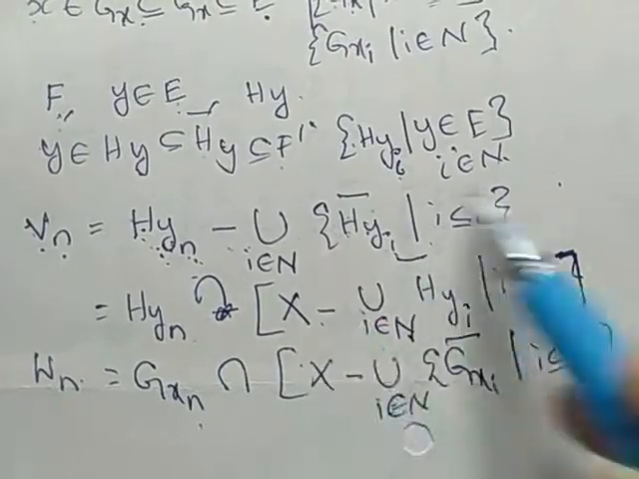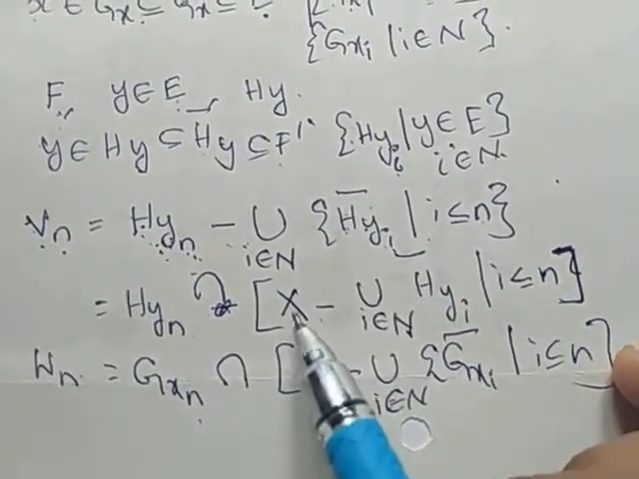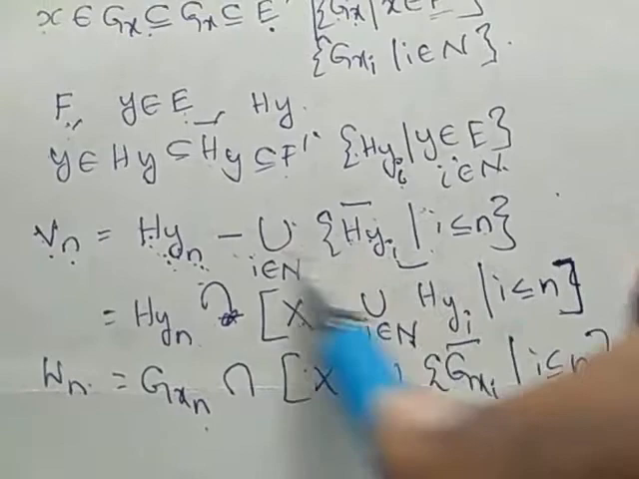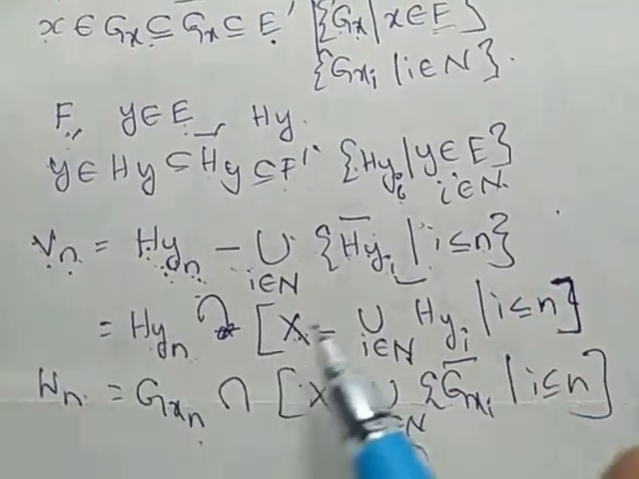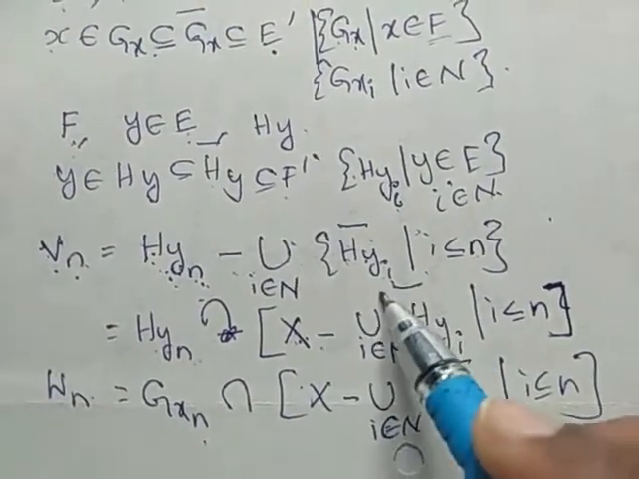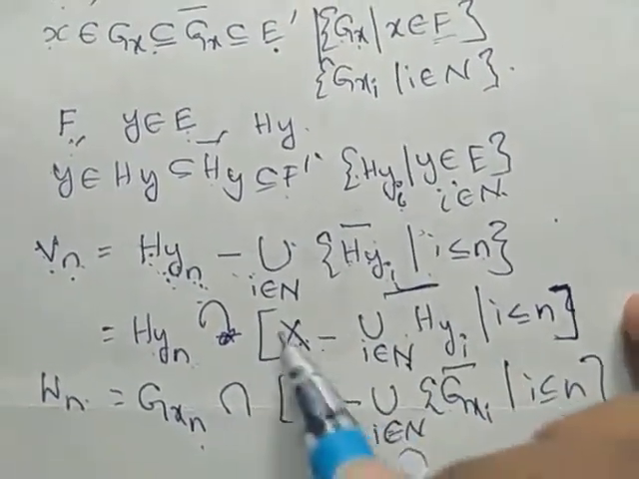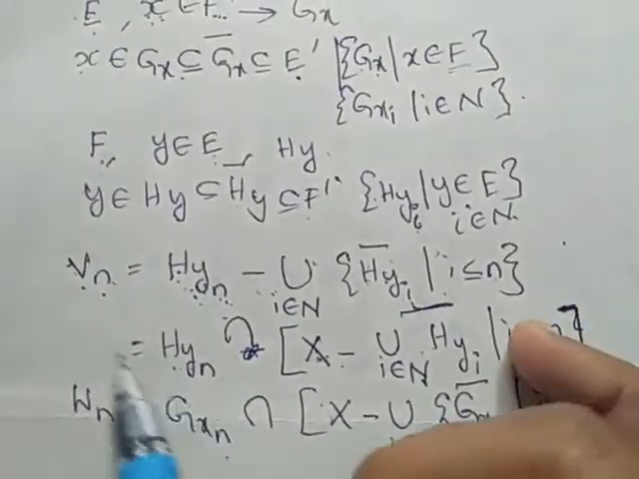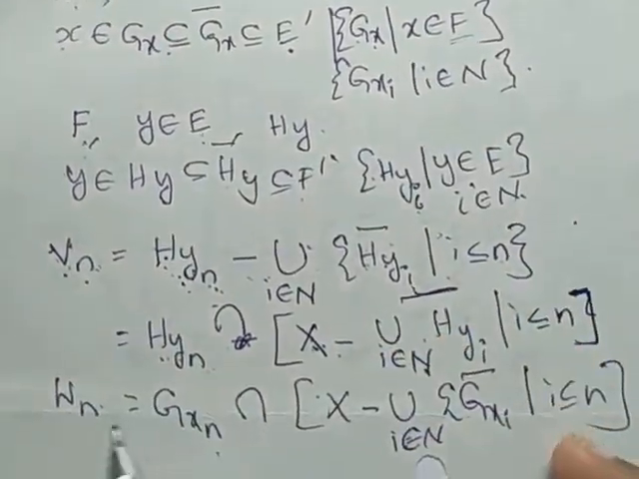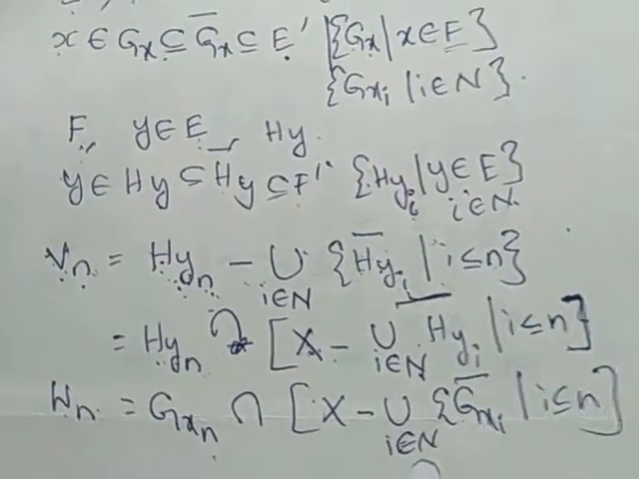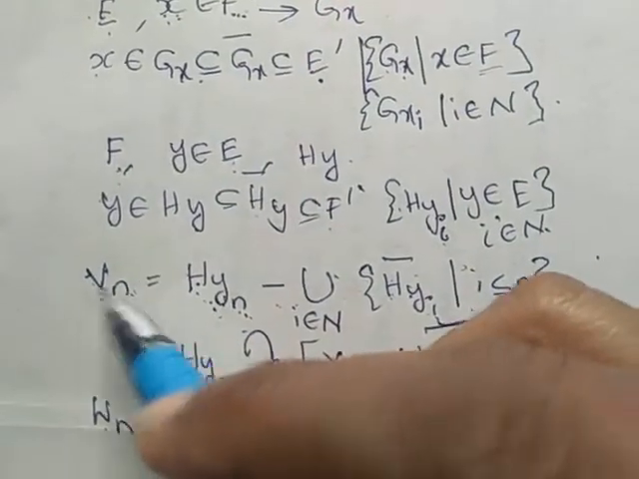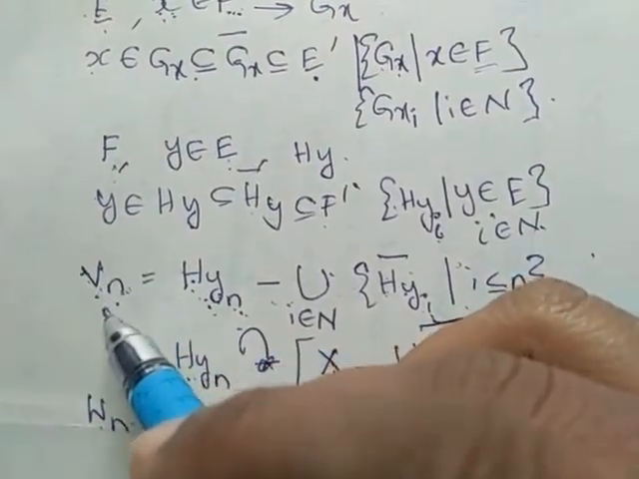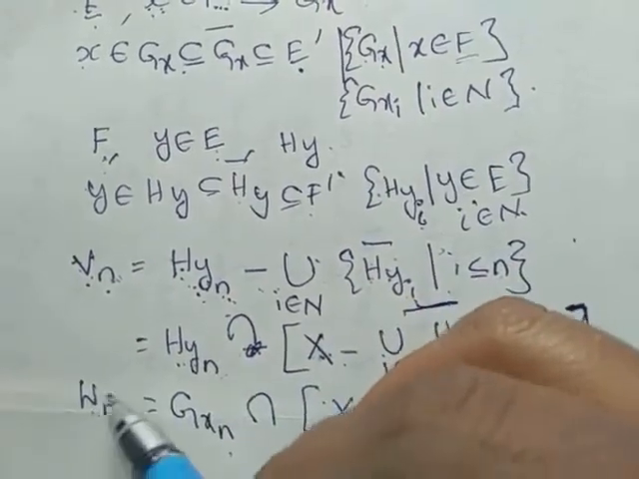Sorry, this is intersection, because we are separating here only Hyi. So here when we remove Hyi elements, it may have more than these elements also. So here we are taking intersection. So Vn is Hyn intersection X minus this. When we remove closed sets here, we will be having an open set here. This is also open. Therefore, Vn is open. Similarly, Wn is open. Vn means for a particular value of n. Wn means a particular value of n.